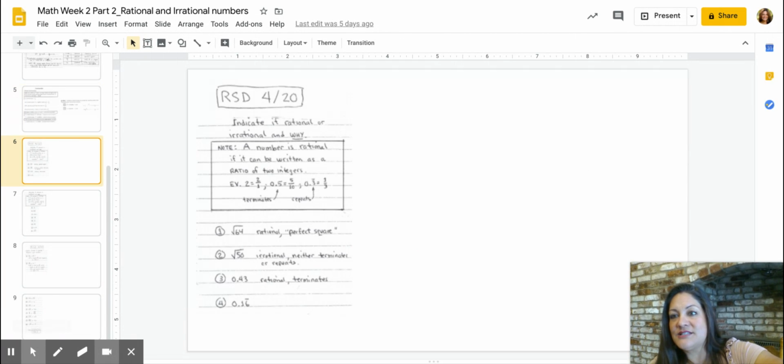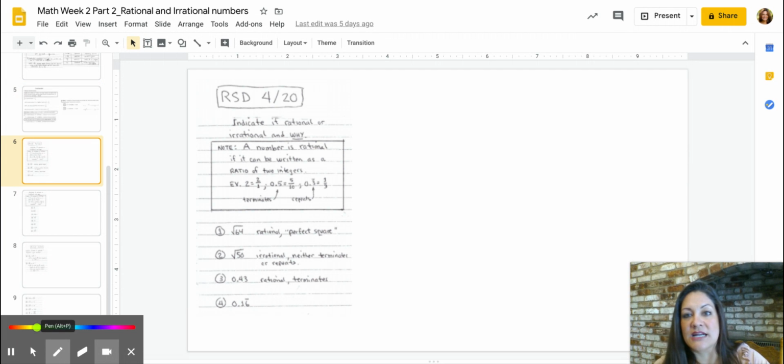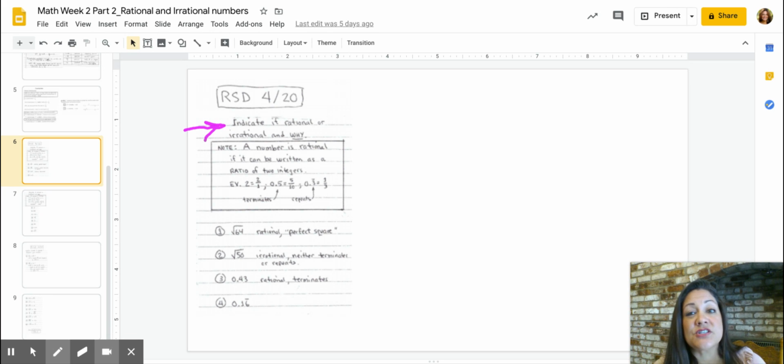That brings us to the homework. Okay, so what we are going to be doing is we are going to indicate if it is rational or irrational, and then we have to write an explanation why. Okay, so here's our note. A number is rational if it can be written as a ratio or a fraction of two integers. Okay, so here's our two examples. And we have 1 through 4 on this page here. 1 through 3 already done for you.